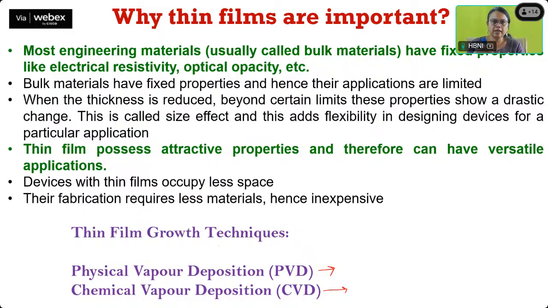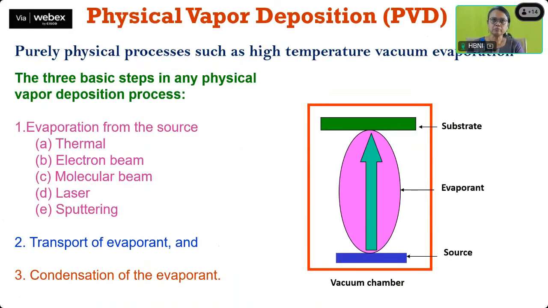The vapor is there, and then you are depositing it on a substrate. In case of chemical vapor deposition, there is some chemical reaction happening. So you are not exactly taking the same material of which you want to grow the film. You are taking some reactants which have some chemical reaction, and then you are getting the film. So we will start with physical vapor deposition and then come to chemical vapor deposition.